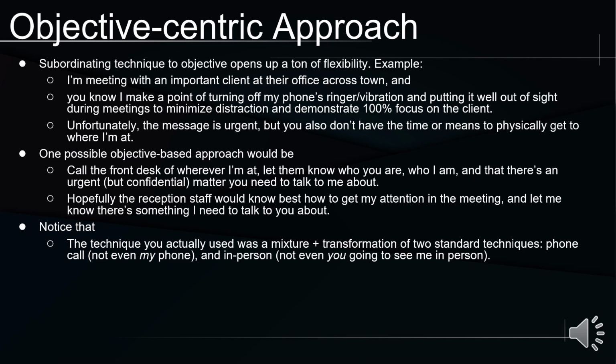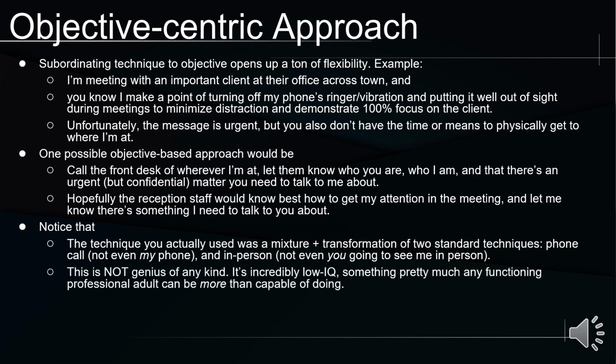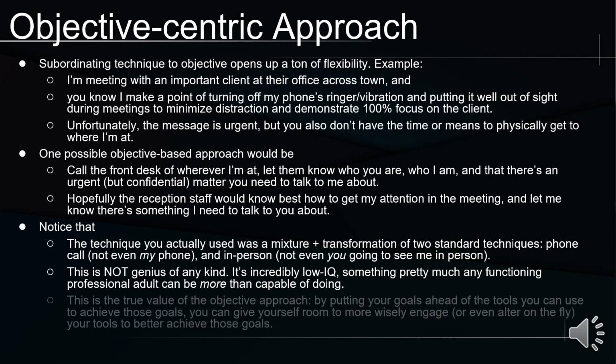It was the receptionist or whoever else, the office assistant, poking their head into the meeting room, like, "Hey, sorry to interrupt. James, you got a call, you got to take it." Something like that. So it wasn't in your original list of things that you know how to do, but you were still able to build up to it. I want to emphasize that this is not genius of any kind. It's really low IQ. It's something pretty much any functioning professional adult can be more than expected to be capable of doing. It's not hard stuff.